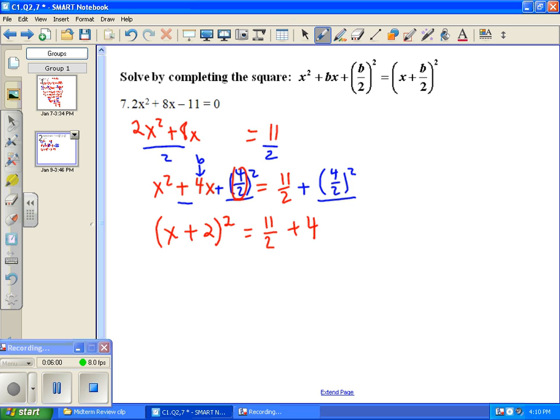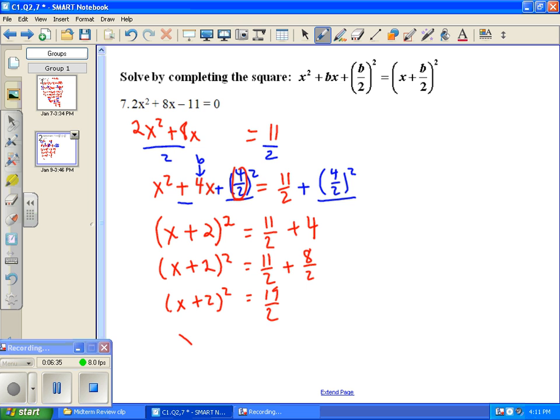We still continue to simplify the right side. We need to find a common denominator, and the common denominator is 2. So that gives us 8 over 2. Combining those two fractions, we get 19 over 2. Now we are ready to solve for x. We have x plus 2 squared, so the first thing we need to do is get rid of the square. To do that, we square root both sides.